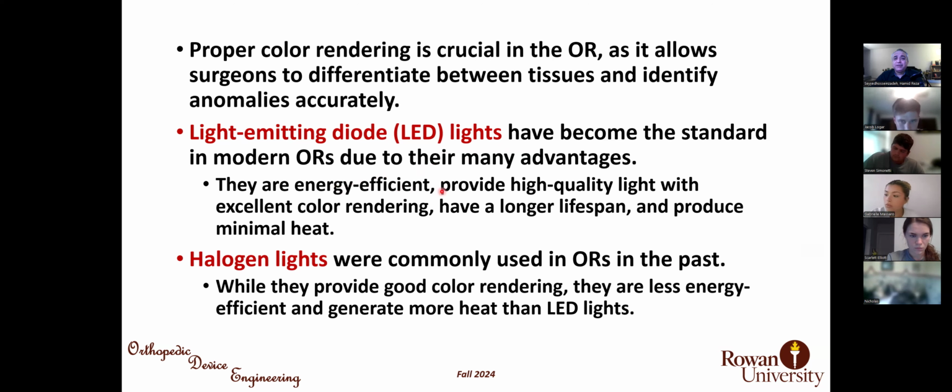They are energy efficient. The light is high quality with excellent color rendering. They have a longer lifespan, and one important thing, they produce minimal heat because these lights are very close to the surgeon, usually behind the surgeon or above the surgeon's head. And if they produce heat, it is very disturbing for the surgeon.